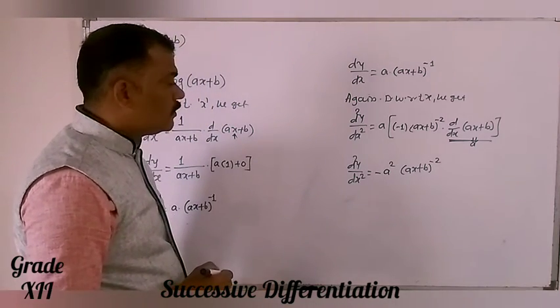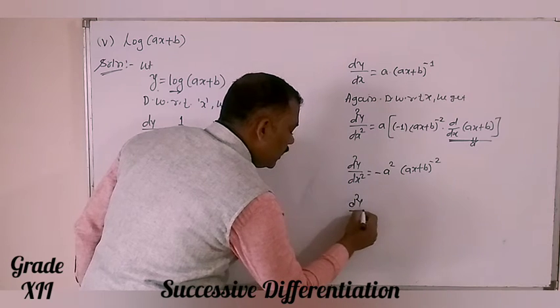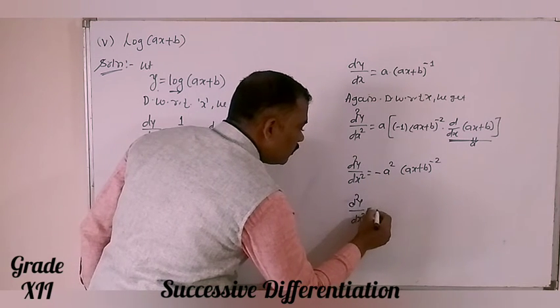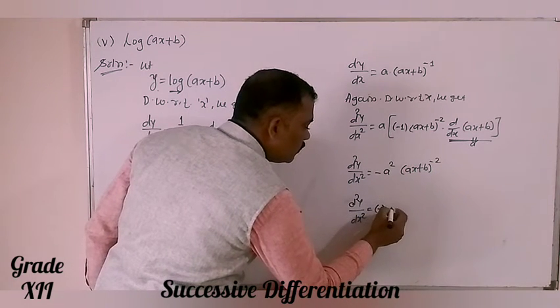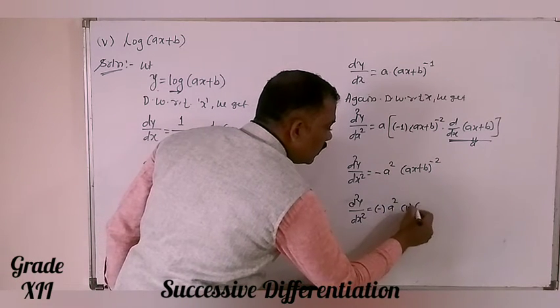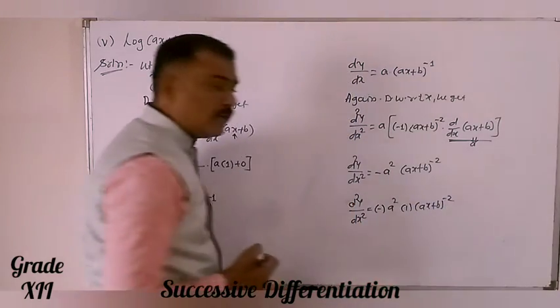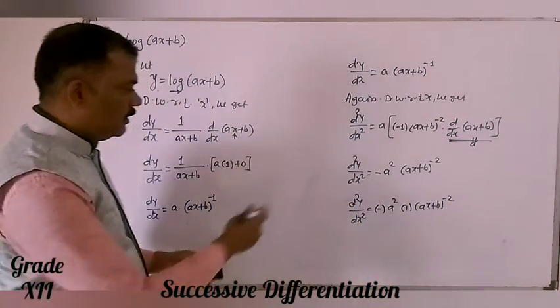Okay, so this can also be written as d2y by dx square is equal to minus 1 into a square into ax plus b raised to minus 2. Why I write this, I will explain in the next step.